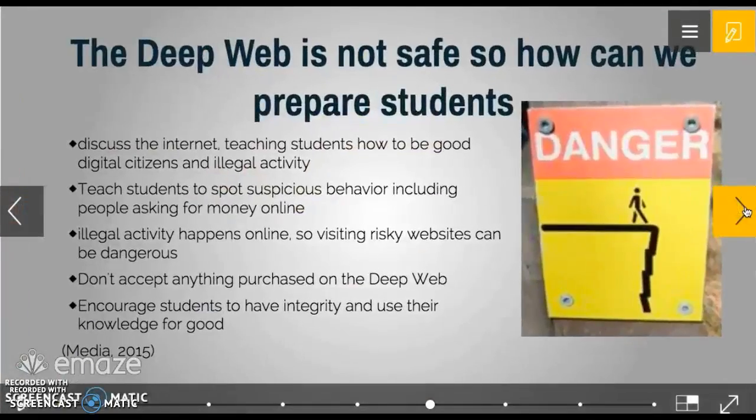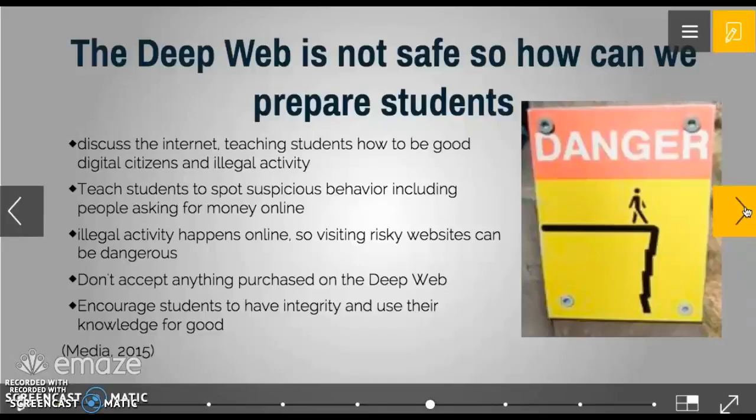The deep web is not a safe place, so how can we prepare students? We can discuss the internet. We can teach students how to become good digital citizens. We can teach students how to spot suspicious behavior, including people asking for money online. Illegal activity happens online, so visiting risky websites can be dangerous. It's important to stay away from these things.